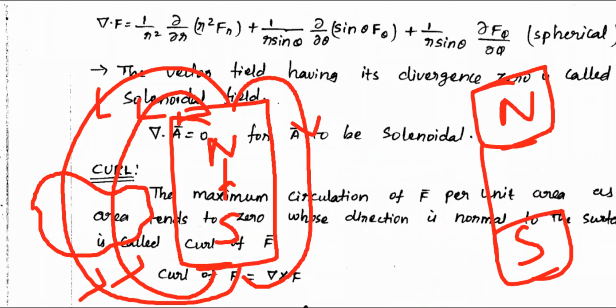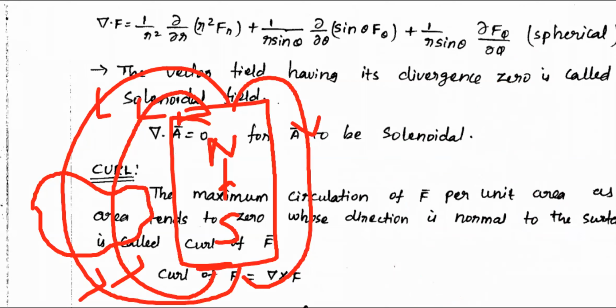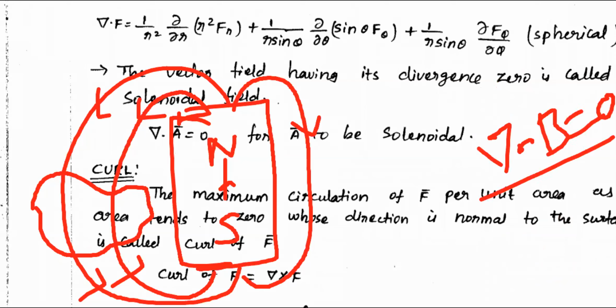Always you will get them in a combined manner. So magnetic monopole does not exist. Once the monopole does not exist, then definitely del dot B is equal to 0 only. If it is a dipole kind of nature, definitely del dot B is 0 only.